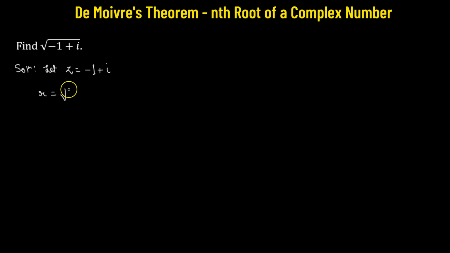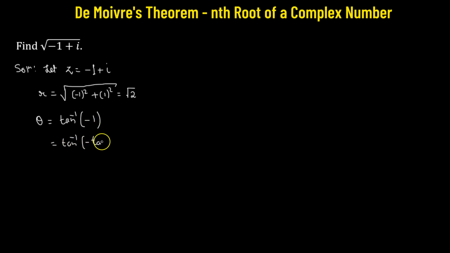So r can be simply calculated by taking the square root, and within the square root we will add the square of the real part and the imaginary part. So that's going to give us the value square root of 2. And the argument of the complex number, which is theta, is defined as the inverse tangent of the imaginary part, which is positive 1, divided by the real part, which is negative 1. Now this is tangent inverse of negative 1. So in place of 1 we can have tangent of pi over 4, because we know the tangent of pi over 4 equals 1.